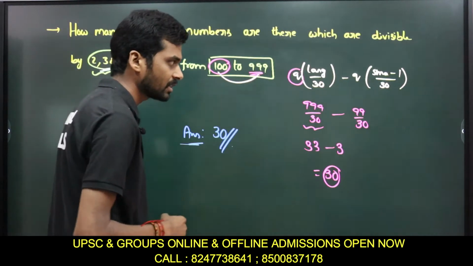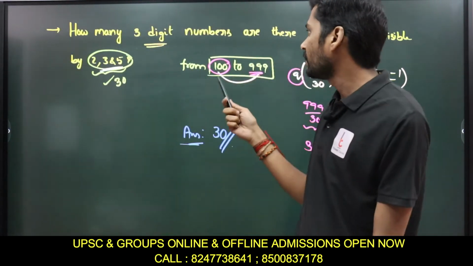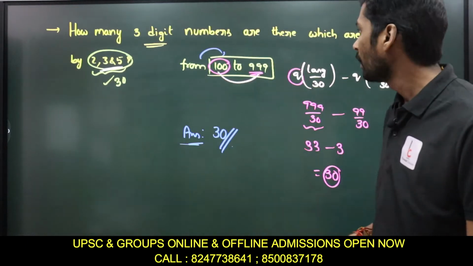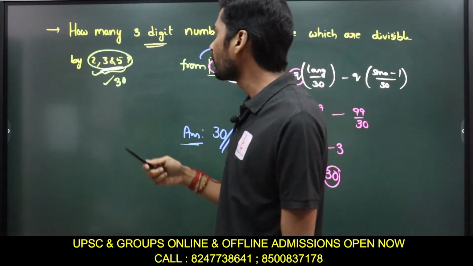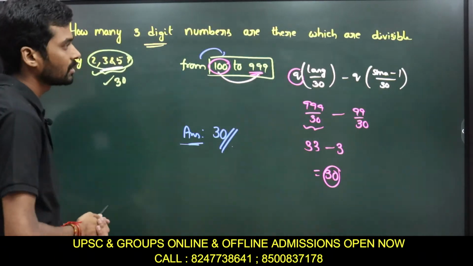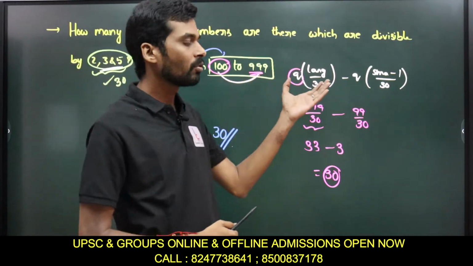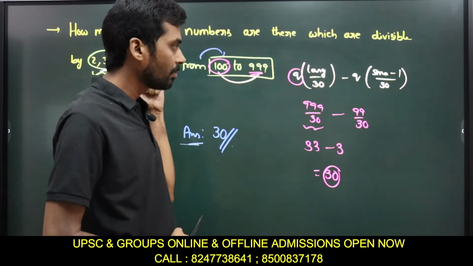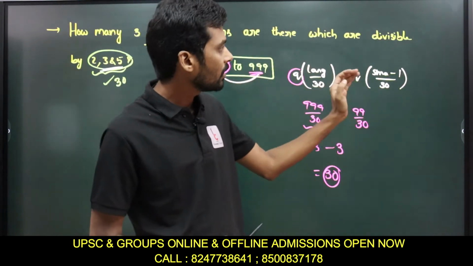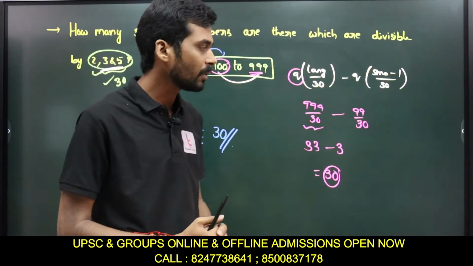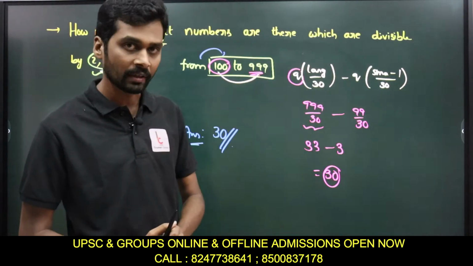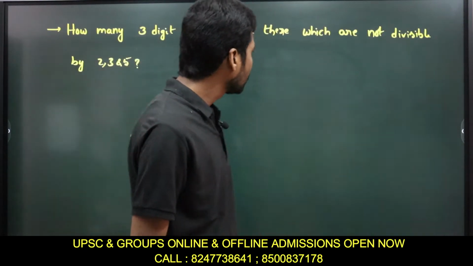So just like the previous cases, how many 3-digit numbers are there? The numbers are from 100 to 999. How many of these numbers are divisible by 2, 3 and 5? We take the LCM of these numbers, and the procedure is the quotient of the larger number divided by the divisor, minus the quotient for the smaller number, where we take one number less than that number, the smaller number minus 1, divided by 30. So the final answer is 30. Now let's go to the next problem.